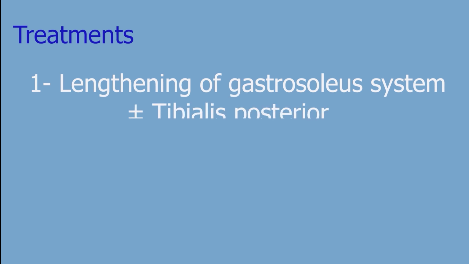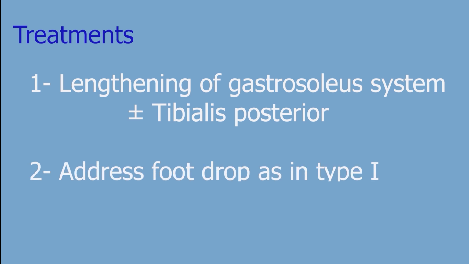To finish off with the treatment, usually the treatment involves lengthening of the gastrocnemius-soleus system, and this typically in a child with hemiplegic cerebral palsy means Achilles tendon lengthening. Most often the tibialis posterior is tight as well and might benefit from fractional lengthening. In early stages where there's no contractures and it's only spasticity, Botox, serial casting and physiotherapy might help. But when they reach the stage of contracture, they usually require surgery. Once this has been achieved, we need to address the foot drop as we did in type 1 hemiplegic cerebral palsy.